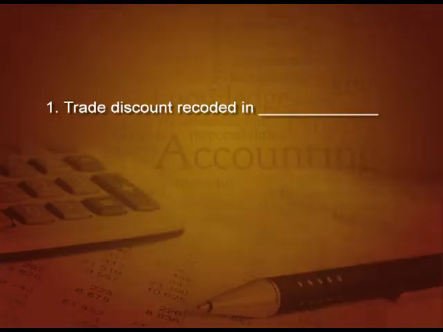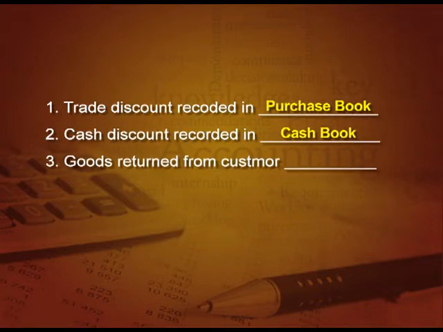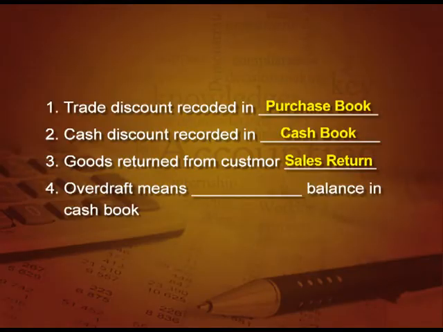Let us check our understanding of what we have understood till now. Trade discount is recorded in which book? Yes, purchase book. And cash discount is recorded in cash book. Goods returned from customer are recorded in not purchase return, it is sales return, because we are getting from customer, sales return. And overdraft means which balance in cash book? Negative balance in cash book.